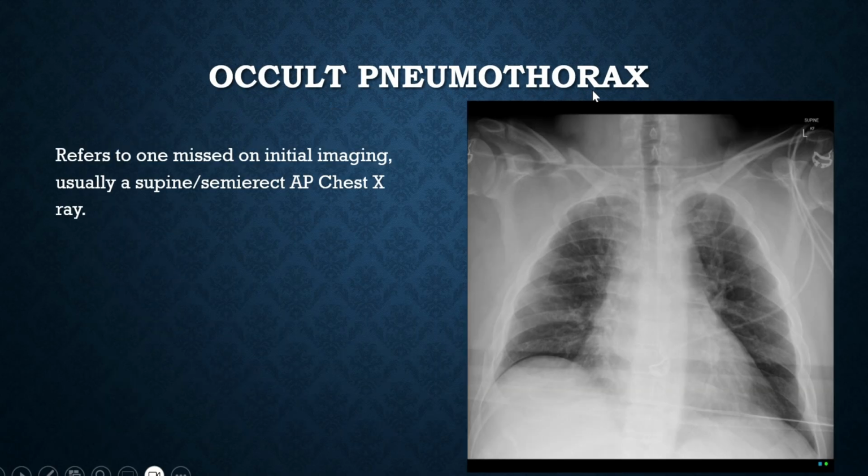Now occult pneumothorax. Occult pneumothorax is the term referring to a pneumothorax missed on the initial imaging. If a pneumothorax is missed in initial imaging, then it is called occult, and it is usually a very small and loculated pneumothorax. So it is mostly seen in the supine or semi-erect AP view chest X-ray taken in ICU or emergency.